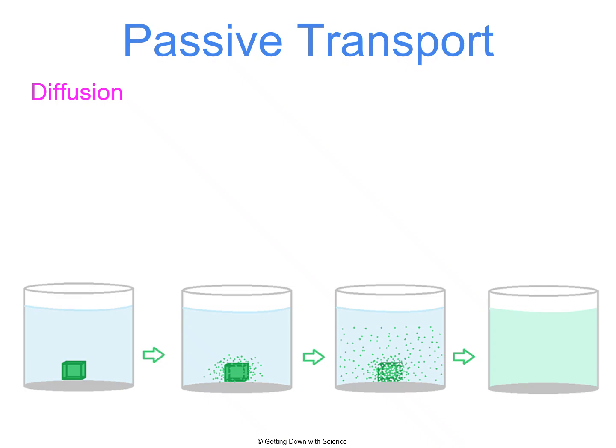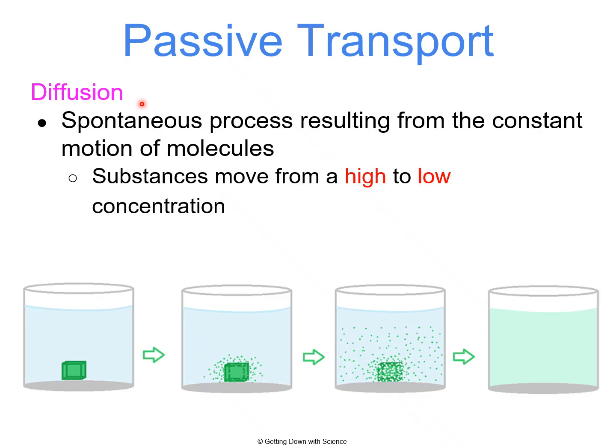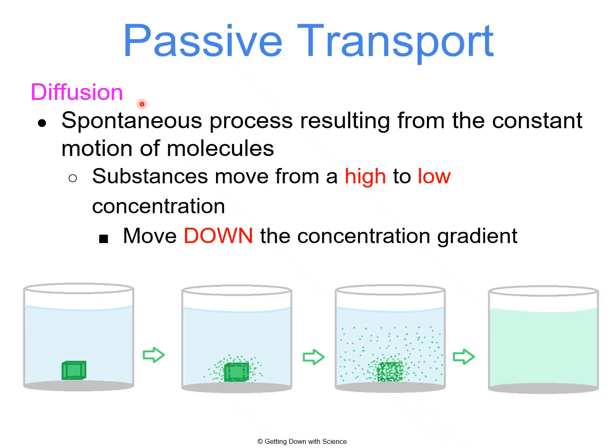There is simple diffusion. So when we talk about diffusion just in general, movement of small particles, we're really talking about simple diffusion. This is a spontaneous process resulting in a constant motion of particles. These particles or substances will always move from an area of high to low concentration, and they're always going to be moving down, or another term we could use is that they're moving within the concentration gradient. So down or within the concentration gradient means that it's moving from high to low.